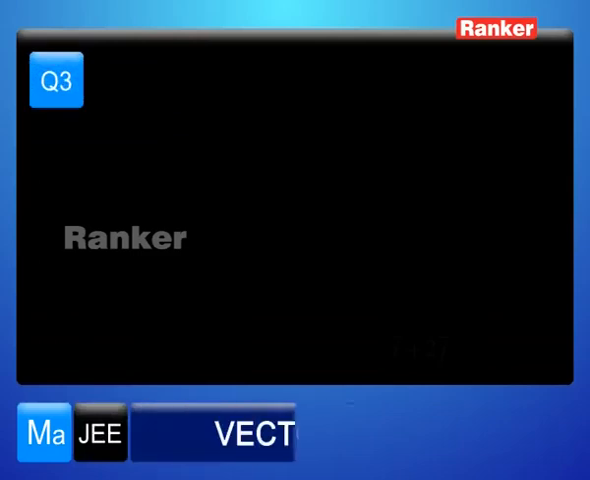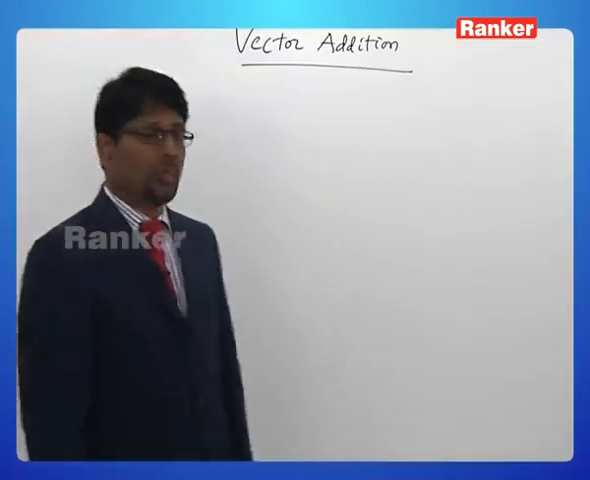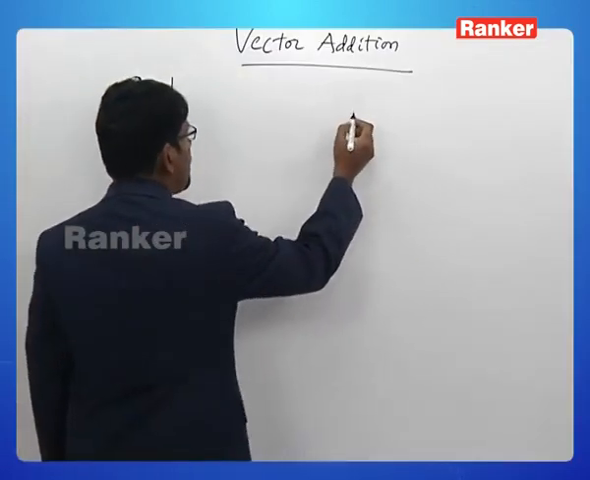Question number 3. In a triangle ABC, if A is origin and B is (3, 3 root 3), C is (minus 3 root 3, 3), then the vector of magnitude 2 root 2 units directed along AO, where O is the circumcenter of the triangle ABC, is. First option, (1 minus root 3) I bar plus (1 plus root 3) J bar. Second option, root 3 I cap plus 2 J cap. Third option, I cap minus root 3 J cap. And fourth option, I plus 2J. Okay, let's have a look at the solution here.